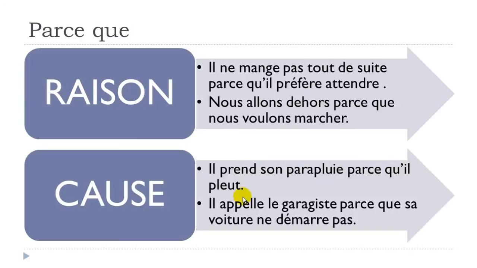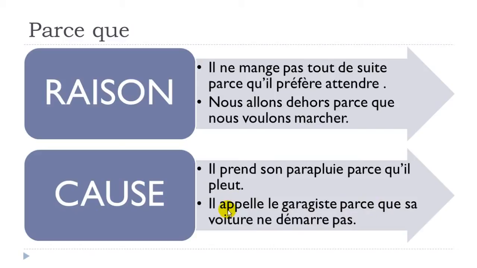It rains, il pleut. Il prend son parapluie parce qu'il pleut. Okay? And then, second example. Il appelle le garagiste parce que sa voiture ne démarre pas. Okay? A place to call. Garagiste is this nice person that will fix your car if it's broken or if it doesn't start, like in this example. Parce que sa voiture, voiture is car, sa voiture, possessive, his car, and then ne pas, so you get the negative form here, and démarrer is to start. Il appelle le garagiste parce que sa voiture ne démarre pas. So because his car doesn't start, okay?